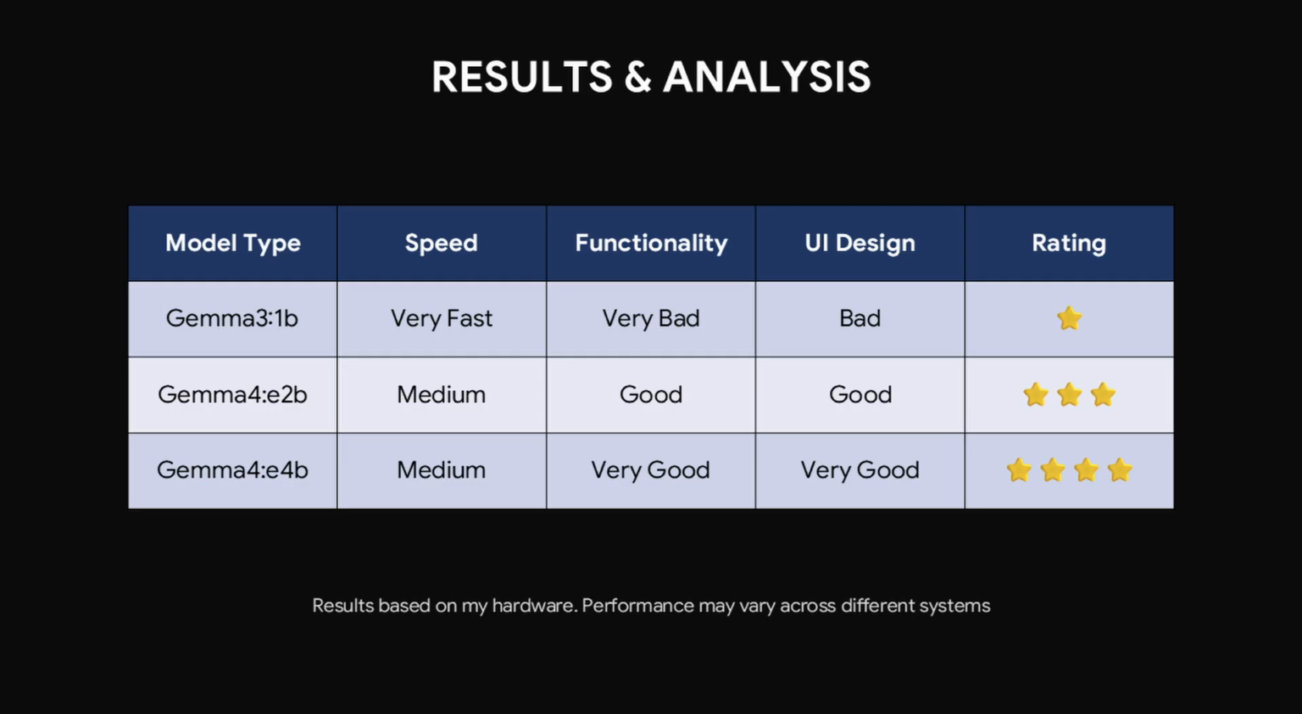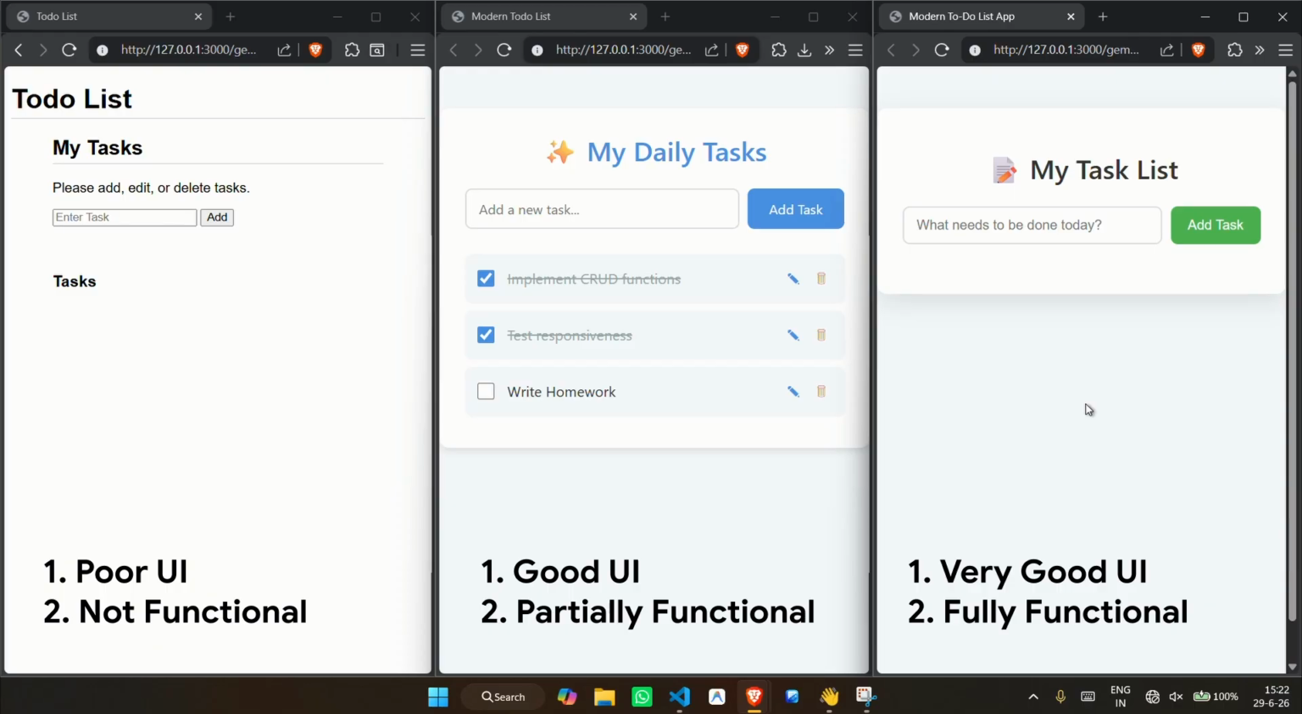So what did we learn? Smaller models are extremely fast but may struggle with complex tasks. Medium-sized models provide a great balance between speed and accuracy. Larger models may respond a little slower, but the quality of their outputs is significantly better. Keep in mind that these results are based on my laptop specifications. Your experience may vary depending on your hardware.